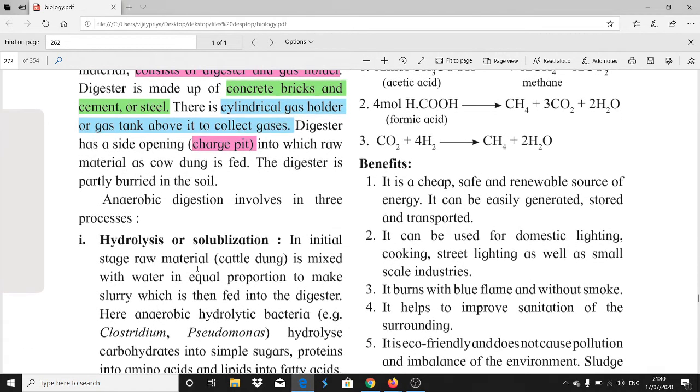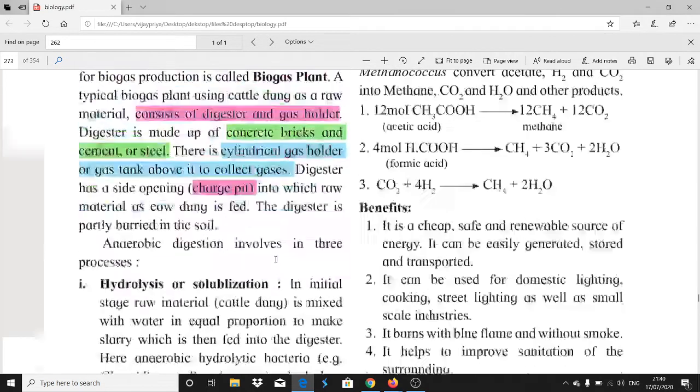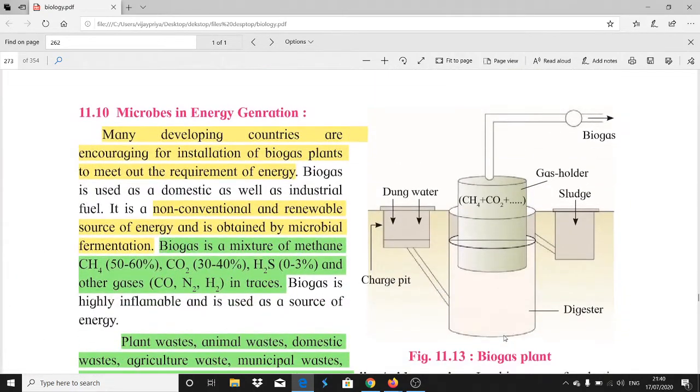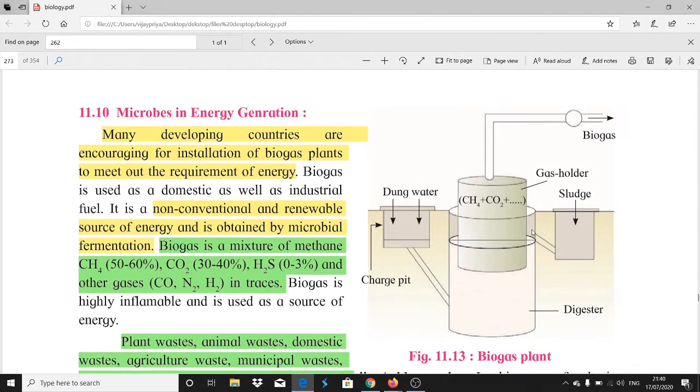Anaerobic digestion involves three processes, with steps like hydrolysis and solubilization. Before going to study that, I think this part is important. Let's try to understand the biogas plant, how it looks.